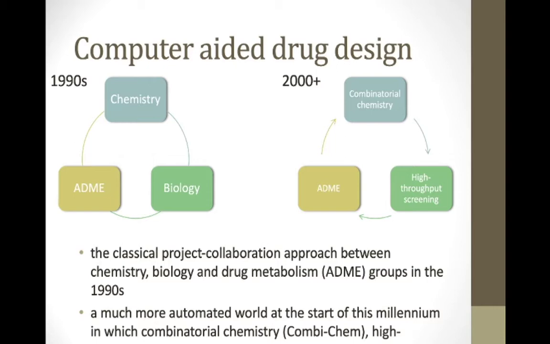So the use of computer-aided drug design has changed the way that we do drug discovery. In the 1990s, the classical project combination approach would be between chemistry, biology, and drug metabolism, so ADME. ADME, as you remember, stands for absorption, distribution, metabolism, and excretion. And it was between these groups. After 2000, we take a more automated approach, and we start to use computational chemistry. So this is CombiChem with high throughput screening, along with ADME. So that's not lost. These studies then link together in more of a streamlined fashion.